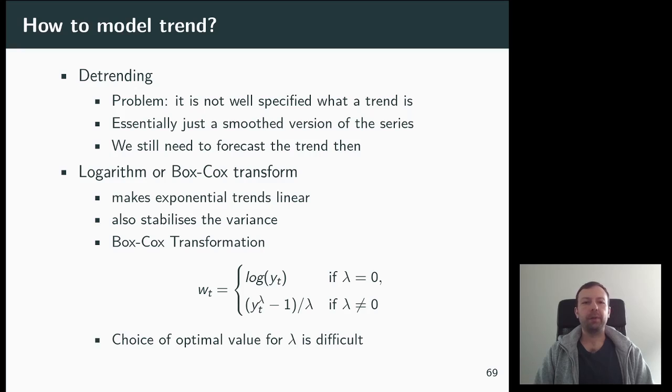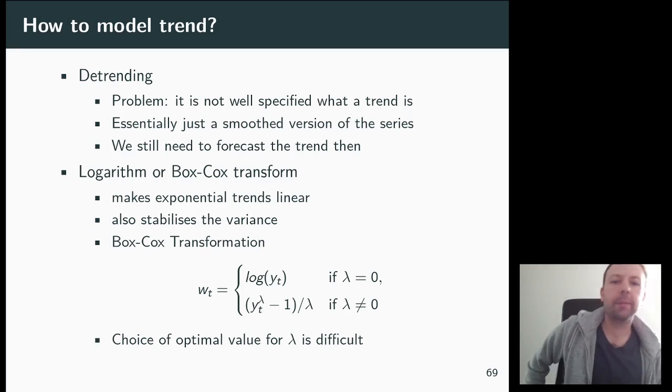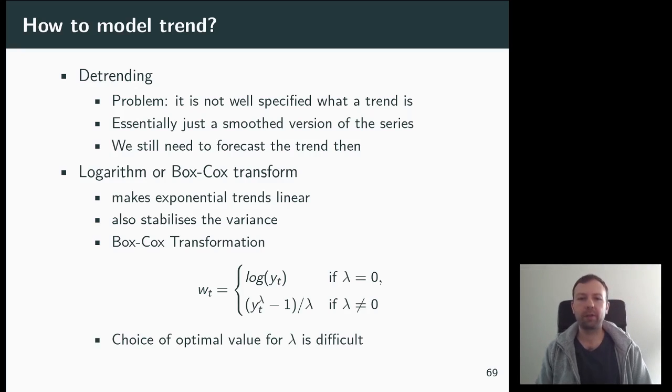Another thing that people often do is a logarithm or Box-Cox transform, right? A logarithm would obviously make exponential trends linear. It's also often used to stabilize the variance. And a Box-Cox transform can be seen as a generalization of the logarithm. Basically, you have this parameter lambda, and if lambda is 0, you take the logarithm, and if lambda is 1, you get essentially the identity.